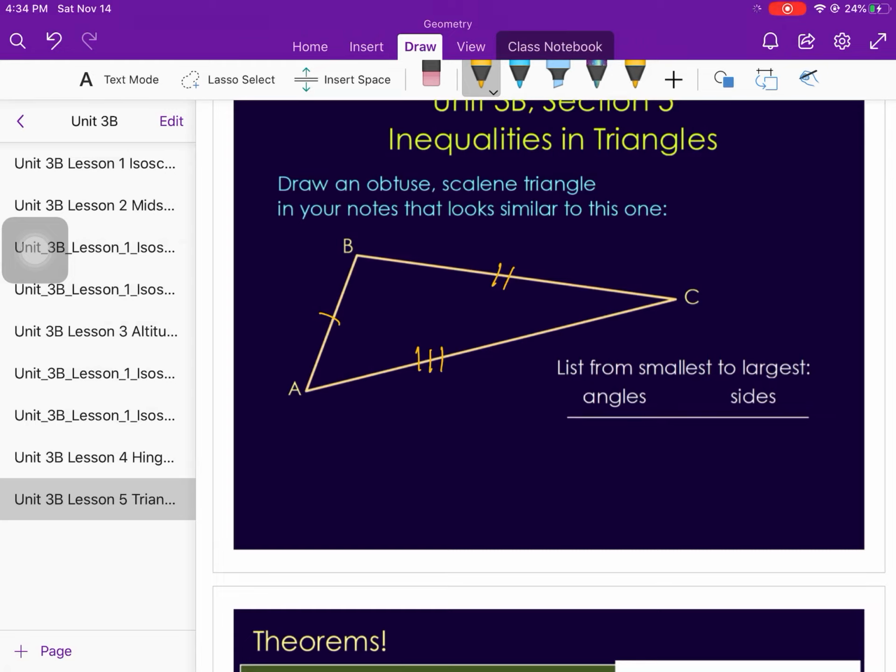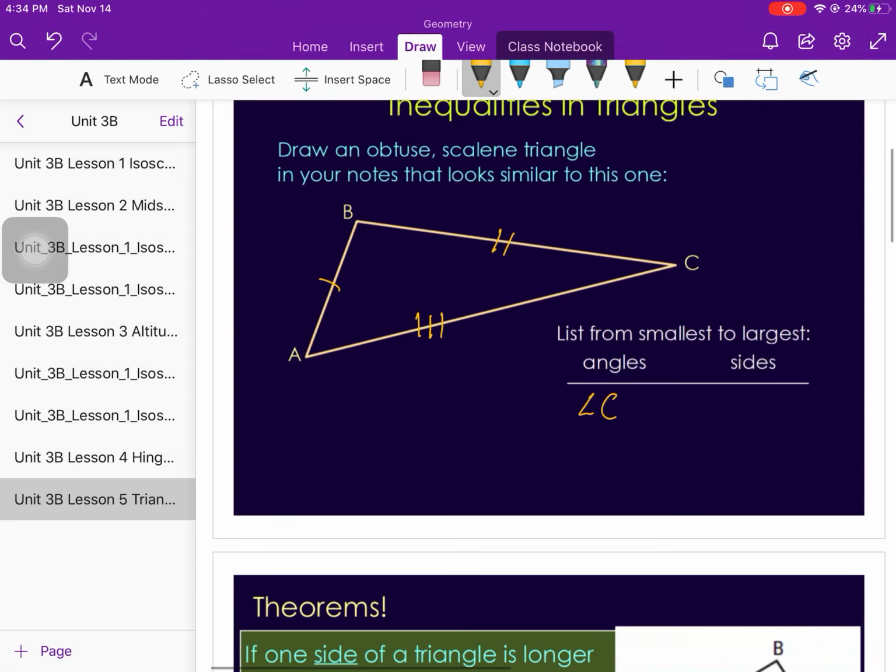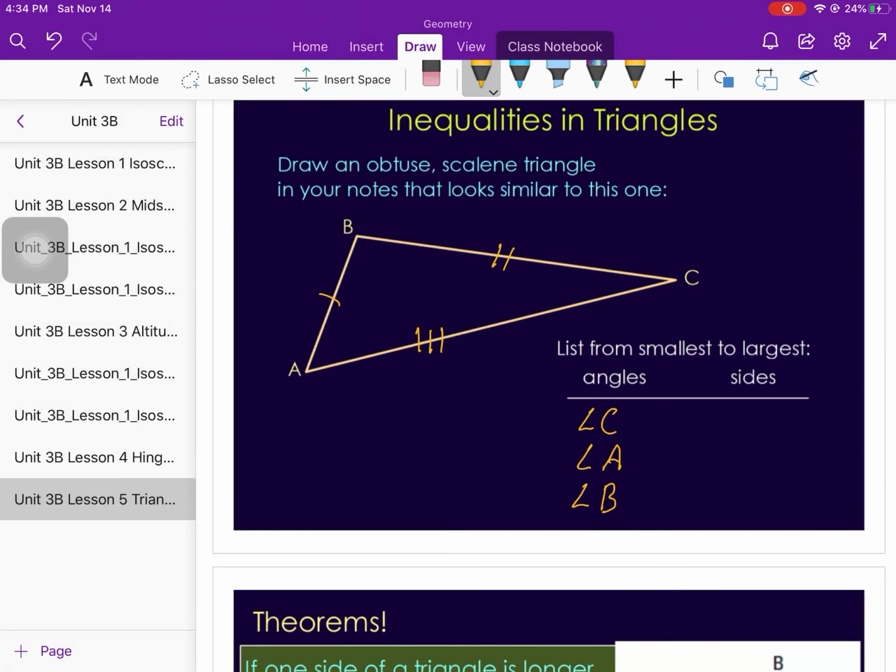Now, if we're looking at the angles, we are going to go based off of our drawing here. It looks to be that if we're going to order these from smallest to largest, angle C is the smallest, and then we have angle A, and lastly, angle B is the largest. Now, if we look at the sides, it looks like AB is the smallest side. This one over here. Next smallest appears to be BC. This one here. And then lastly, we have AC is the largest side.